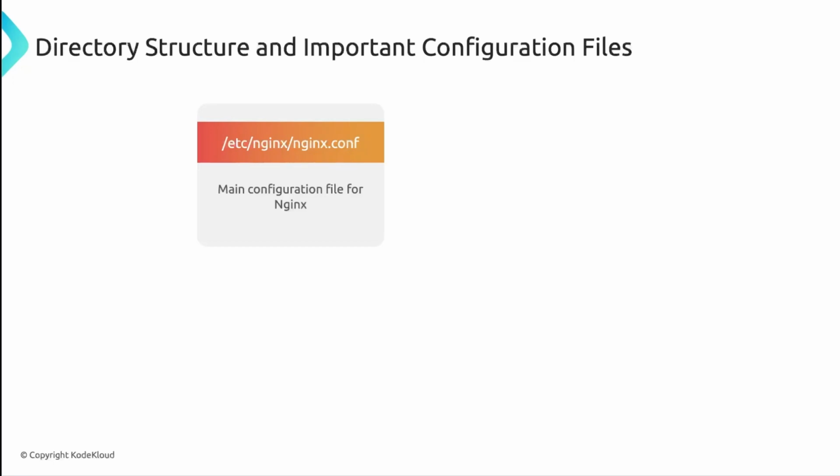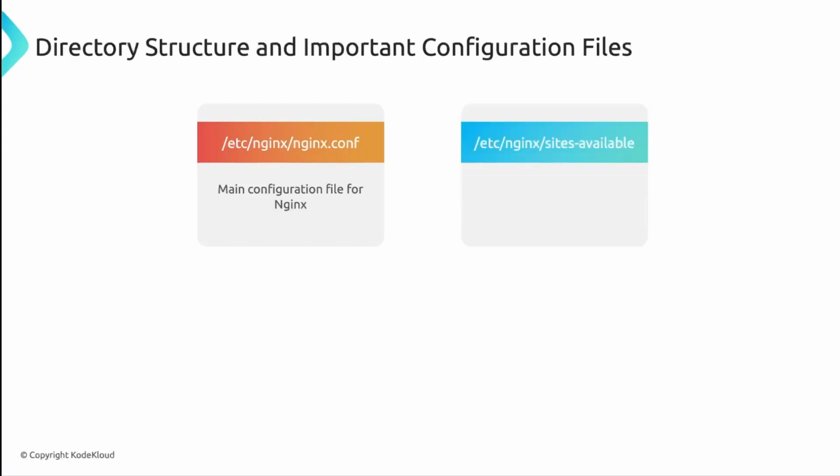All right, so now let's dig into the NGINX directory structure and the key configuration files you'll be working with here. First up is this nginx.conf file. This is universal across any distribution. It'll always be in /etc/nginx/nginx.conf. And again, this is the main configuration file for NGINX. This is where most of your core settings will live.